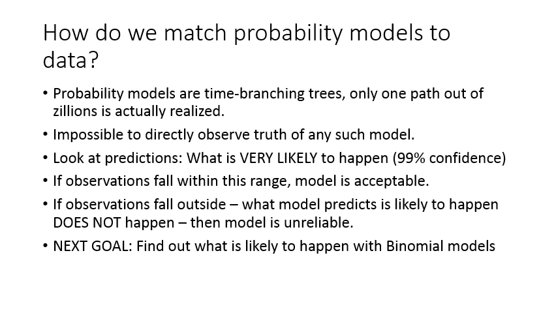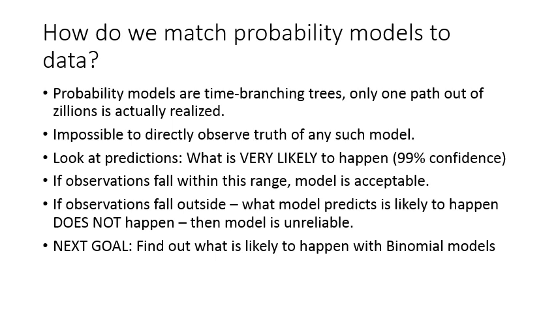But we can look at the predictions, at what the model says is likely to happen, the 99% confidence interval, and if observations come within this range, then the model is acceptable. If the observations fall outside the range of 99% confidence, then the model is predicting that this will happen with 99% probability, but it doesn't happen. So then we have reason to doubt the model. The model is not reliable. So now we will look at the binomial models to see what are the 99% probability events.